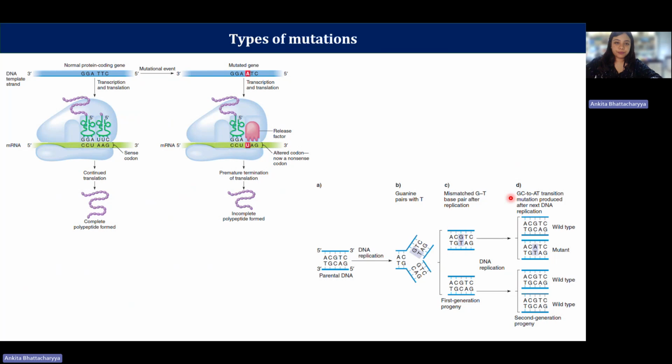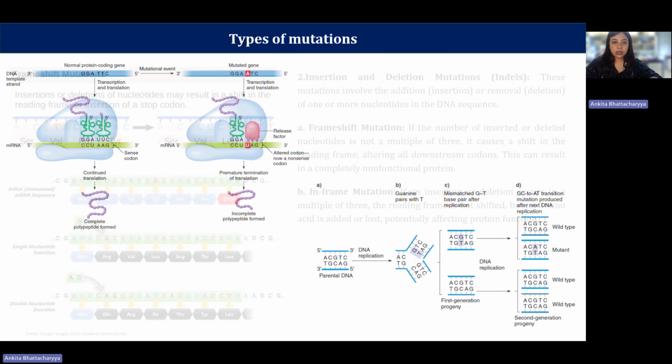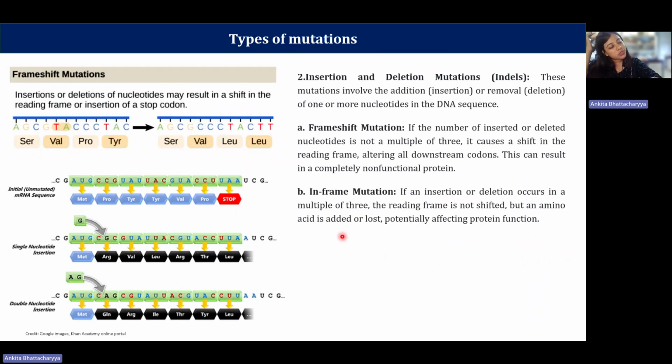Then you have this normal protein coding gene versus mutated gene and the difference between them. Then we talked about frame shift mutations, which literally, as the name suggests, leads to a shift in the reading frame of the ribosome. So indels of nucleotides may result in a shift of the reading frame or insertion of a stop codon.